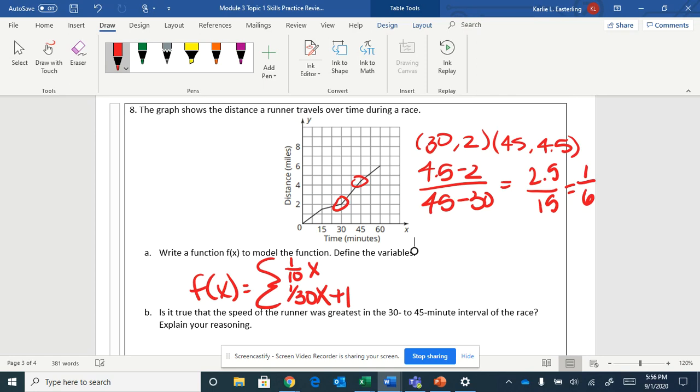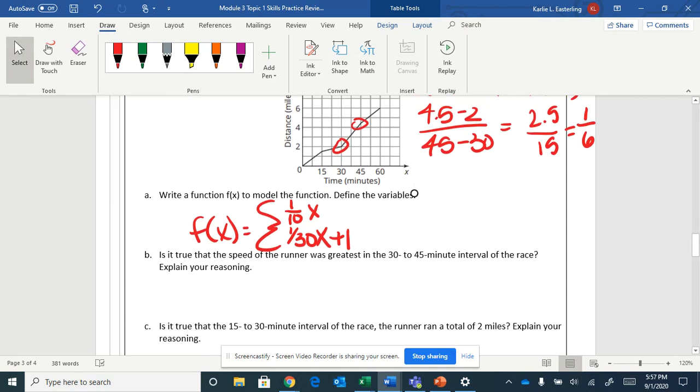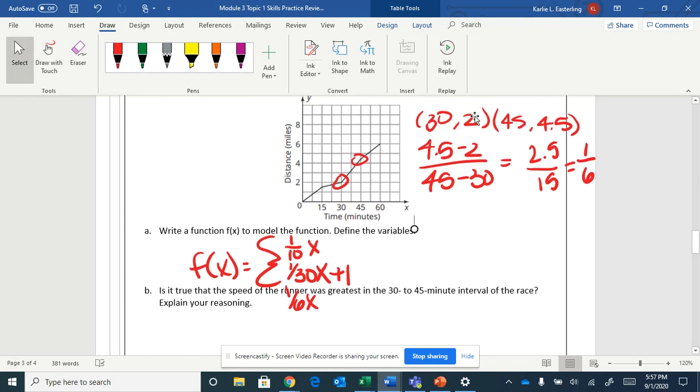That would end up simplifying to 1/6 for our slope. We obviously don't have enough room here, so I'm going to keep writing down. So for this third piece here, our slope is that 1/6 x. And remember, we've got to do those points again. So we're going to use our first point here.